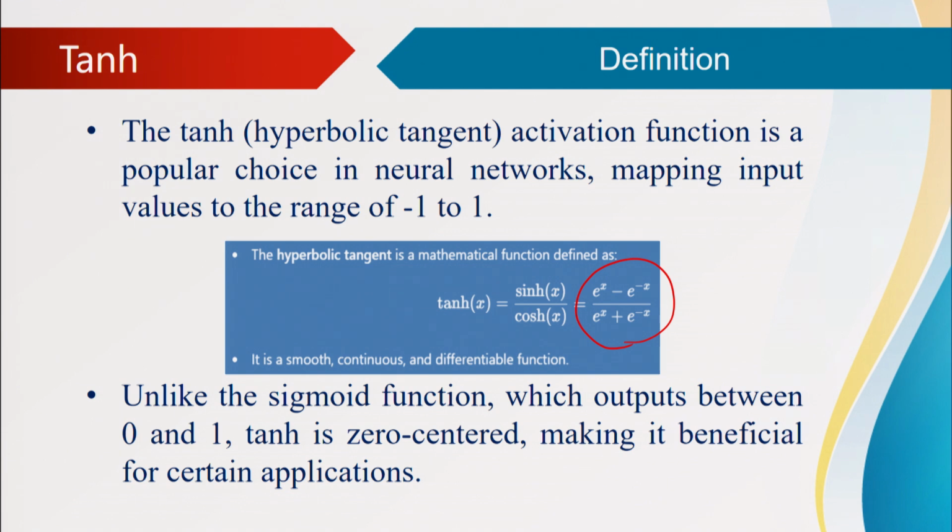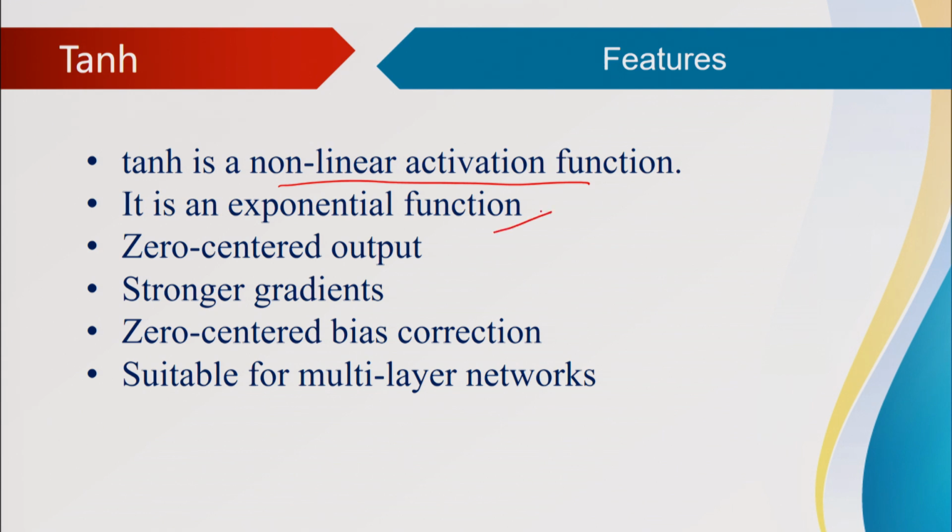The tanh function is smooth, continuous and differentiable. Unlike the sigmoid function, where the output values range between 0 and 1, the tanh function is zero centered, which is very useful for certain types of applications. Now, moving on to the other features of the Tanh activation function. It is a non-linear, exponential function. It is a zero centered output function. It has stronger gradients and zero centered bias correction, and it is very suitable for multi-layer networks. Out of all these features, the most important is the zero centered output.